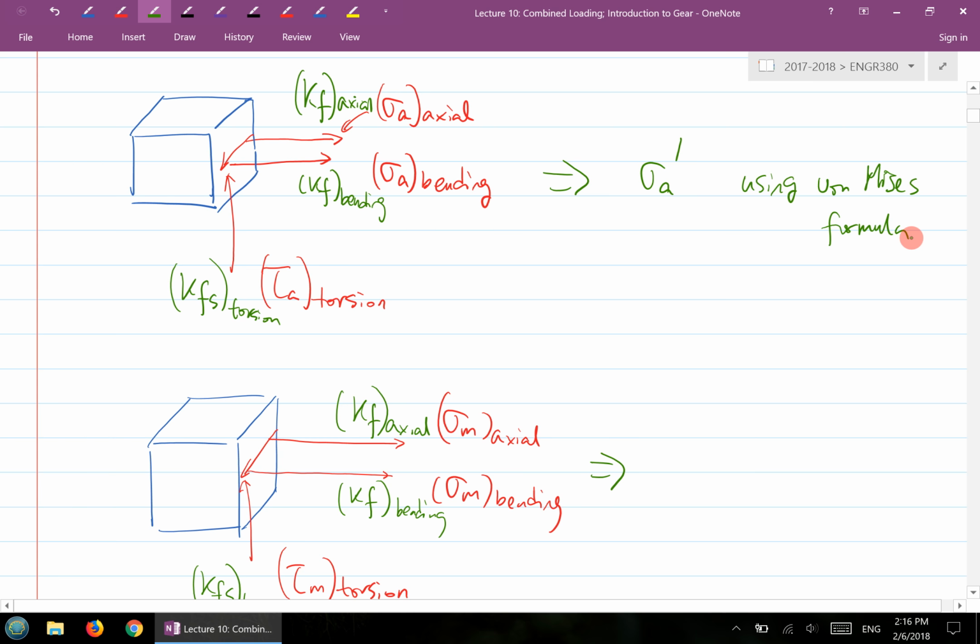So von Mises stress, if you recall, when you have a stress element with a certain stress distribution along each side, you can calculate the sigma prime based on that stress element. And same thing here, we could calculate sigma m prime using the same von Mises stress formula.